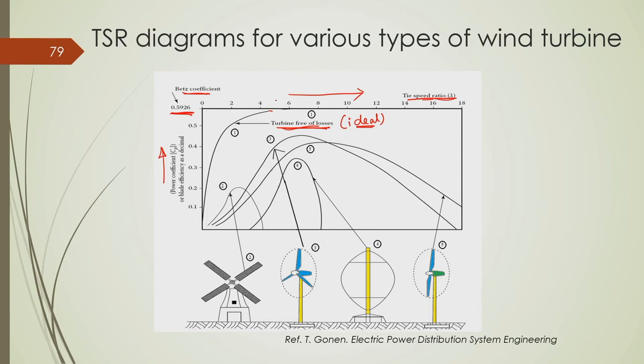Okay. So, this is the hypothetical case, but case 2 is typically an older form of wind turbine, used in windmills a long time ago. So, the tip speed ratio versus power coefficient characteristic for this windmill is something like that, and it gives you a maximum power coefficient close to 0.2, which means only 20% of power can be extracted from this windmill.